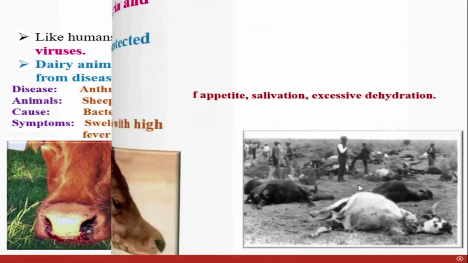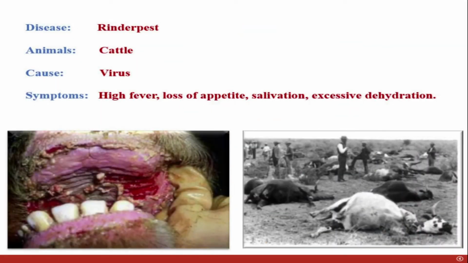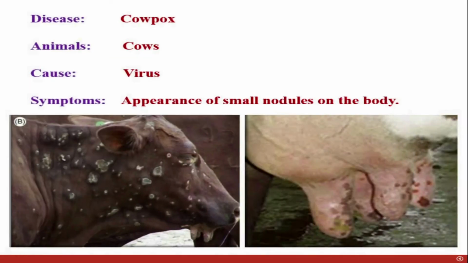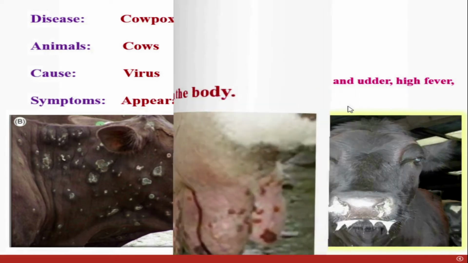Next, the disease name: rinderpest. Animals affected: cattle. Causative agent: virus. Symptoms: high fever, loss of appetite, salivation, excessive dehydration. These are all very dangerous. Next, the disease name: cowpox. Animals affected: cow. Causative agent: virus. Symptoms: appearance of small nodules on the body.